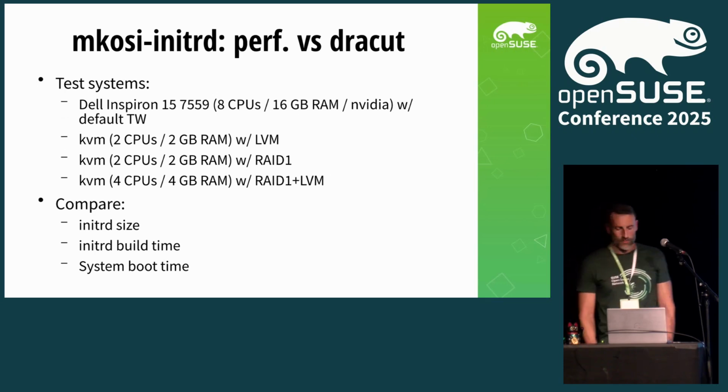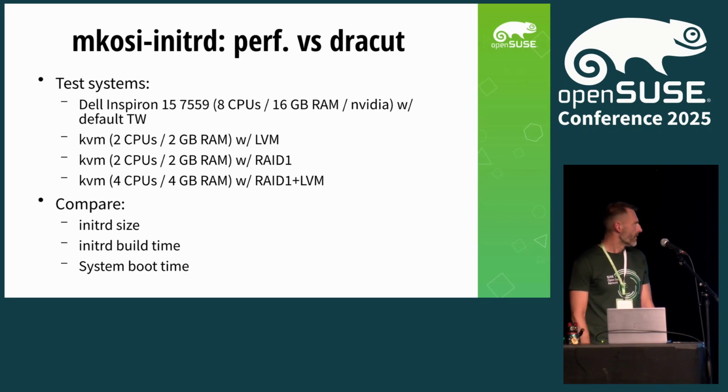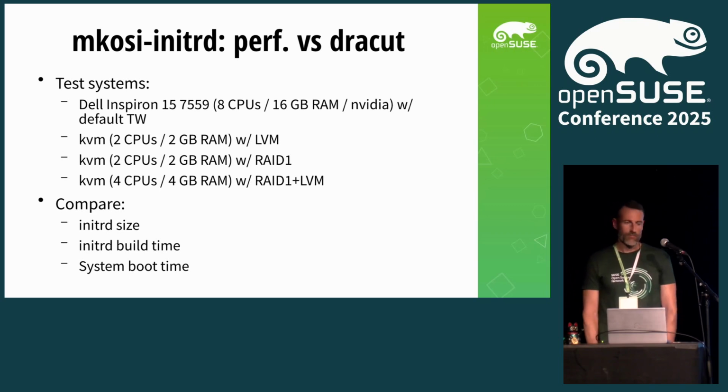So I will show you some test comparisons with dracut. For that, I use these four test systems. The first one is an old laptop from 2016 with an NVIDIA card. And the next are KVM machines, one with an LVM layout, another with RAID 1, and another with LVM on top of RAID 1. And I want to compare initrd size, the build time, and the system boot time.